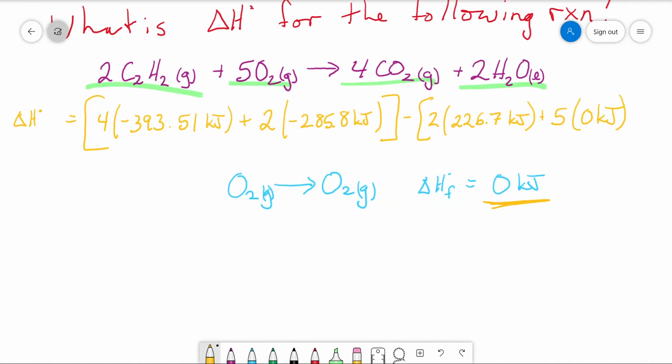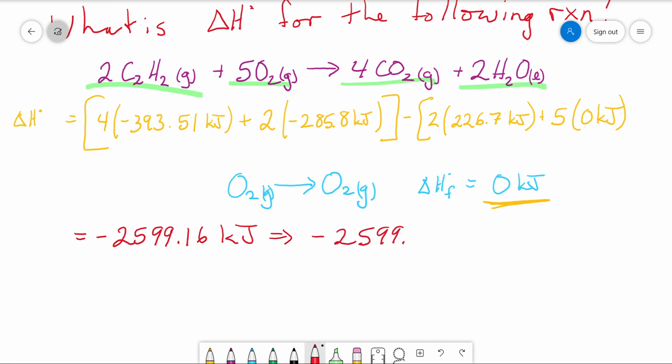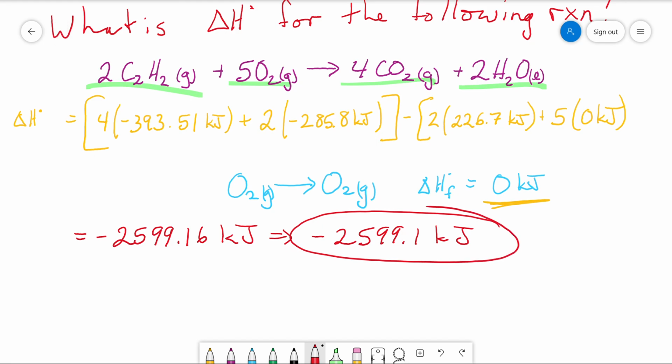Okay, just calculate that all out, and I get negative 2599.16 kilojoules. Definitely not rounded to the right number of sig figs. Probably just 1 decimal, so negative 2599.1. But at this point, the sig figs are not what's really important. Okay, so hopefully you guys caught all that and you can do those on your own.